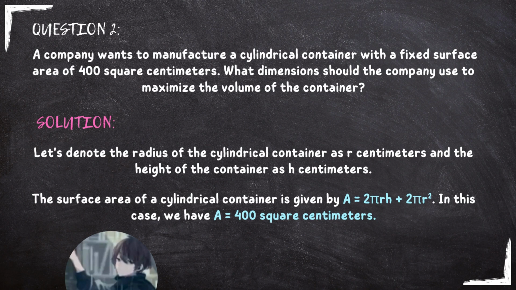Question 2. A company wants to manufacture a cylindrical container with a fixed surface area of 400 square centimeters. What dimensions should the company use to maximize the volume of the container? So let's denote the radius of the cylindrical container as r centimeters and the height of the container as h centimeters. The surface area of a cylindrical container is given by A = 2πrh + 2πr². In this case, we have A = 400 square centimeters.